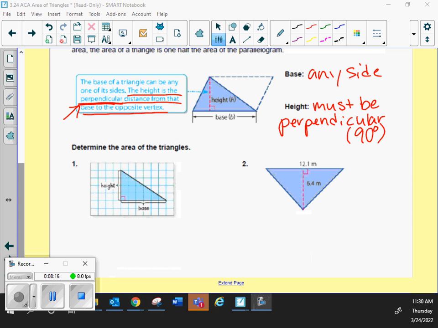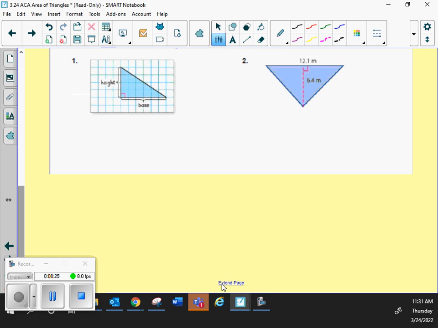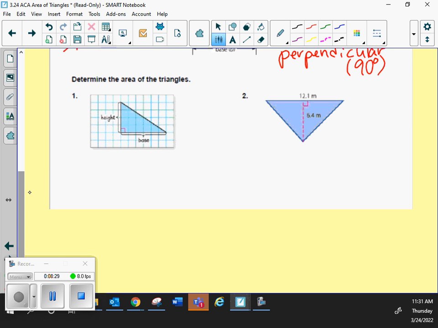So let's just go ahead and practice. Just like yesterday, anytime I find the area, I'm always going to start with my formula. What's that formula, class? Let's hear it loud. A equals 1/2 B times H. After I do my formula, then I substitute. We're going to replace any values.